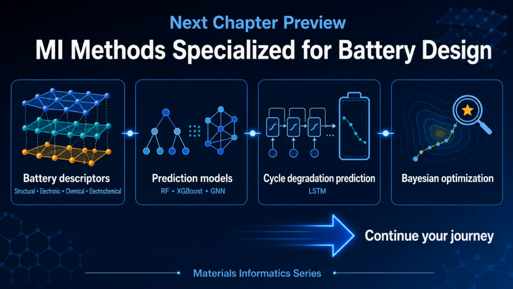In Chapter 2, we'll dive deep into MI methods specialized for battery materials. You'll learn about the 4 types of battery descriptors: structural, electronic, chemical, and electrochemical. We'll explore prediction models including random forest, XGBoost, and graph neural networks. We'll cover cycle degradation prediction using LSTM networks and material search through Bayesian optimization.